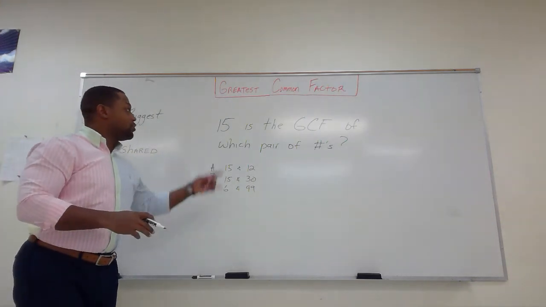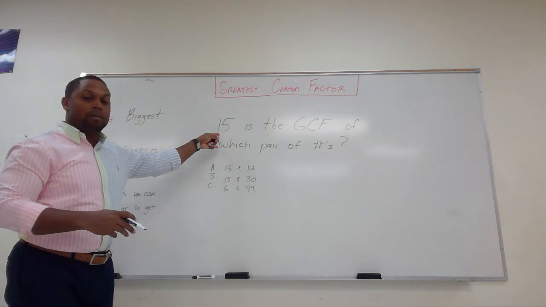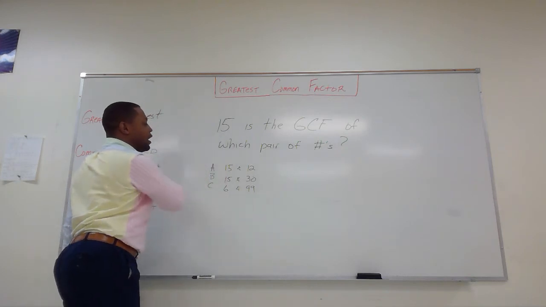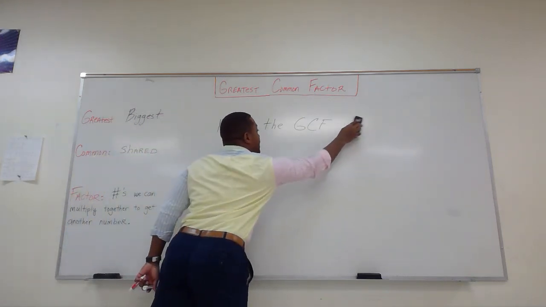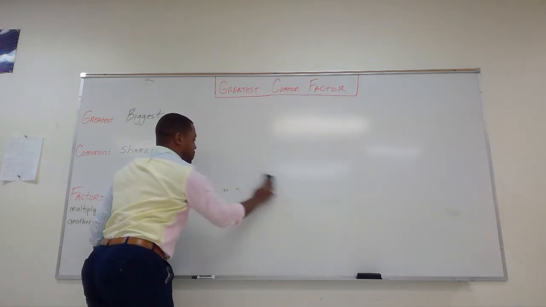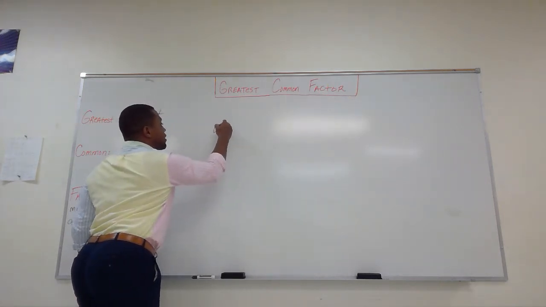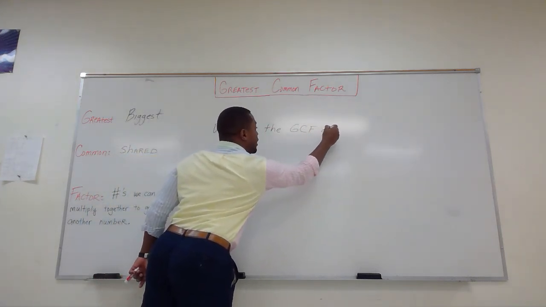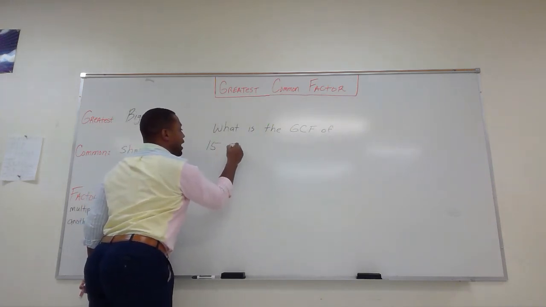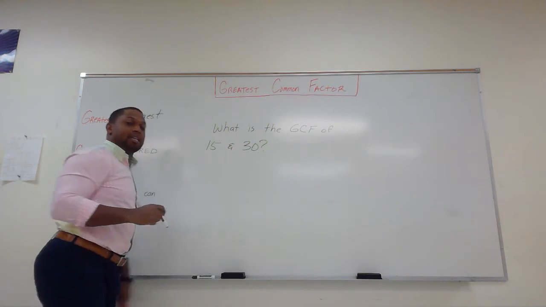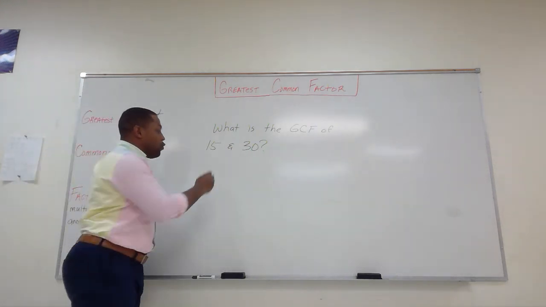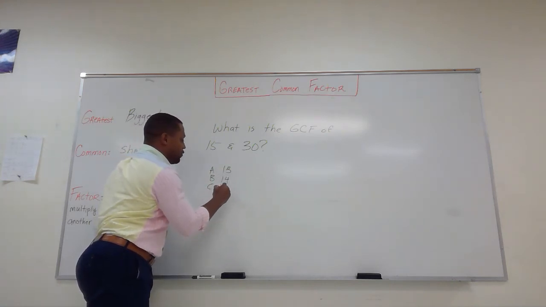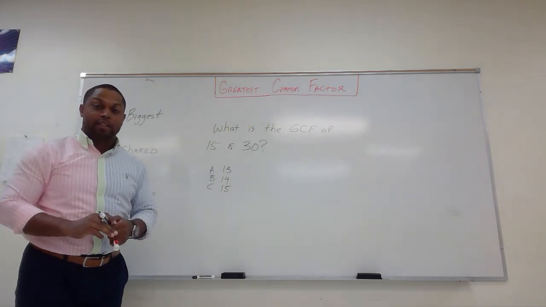One way it can look is you'll get the greatest common factor in the question, and they'll ask you which pair it belongs to. Or they could reverse it and say, what is the greatest common factor of 15 and 30? So in this way, they give you the pair in the question, and of course, A, B, or C would be 13, 14, 15, something like that, and now they're asking you to find the greatest common factor.